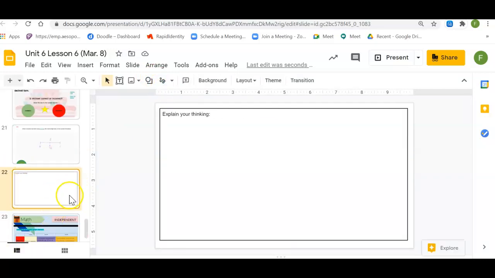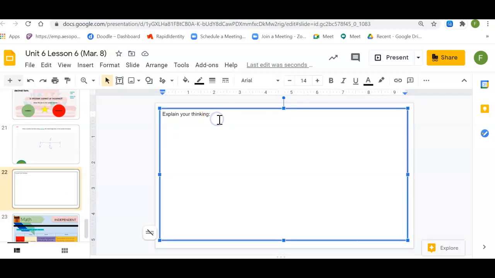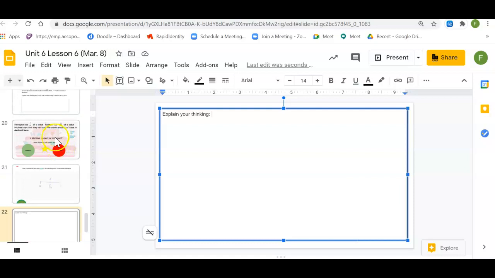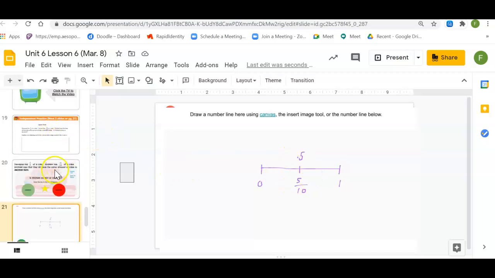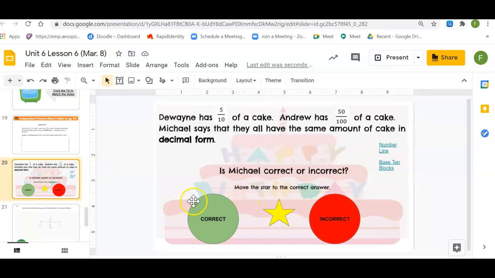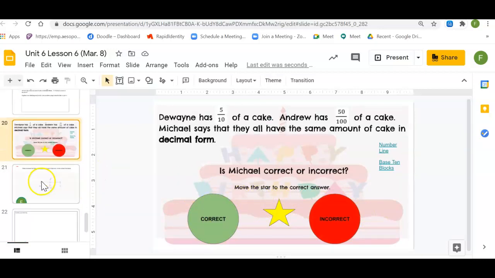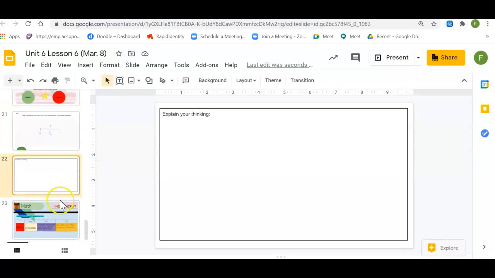Your next slide, this is where you're going to explain your thinking. So you're going to just type in there, and you're going to type a couple sentences just explaining why you decided to make your number line the way that you did, and why you decided to put your fractions wherever you put them, and explaining why you chose correct or incorrect for that one. So that's what your explanation is going to be for.